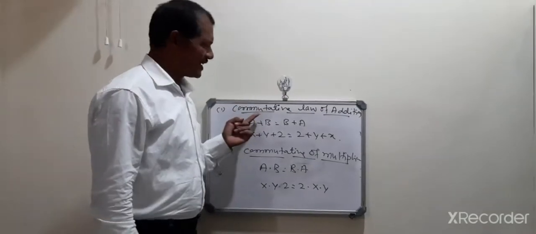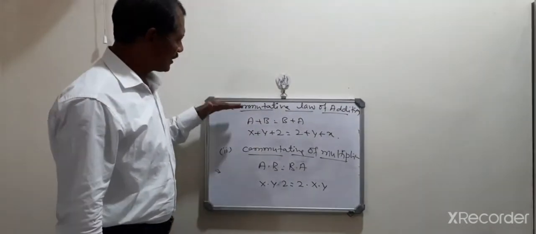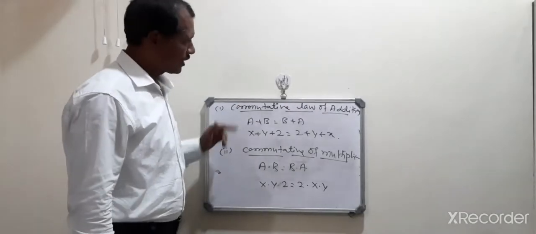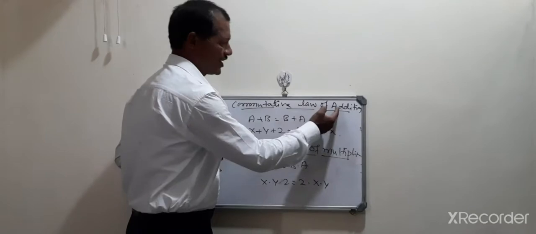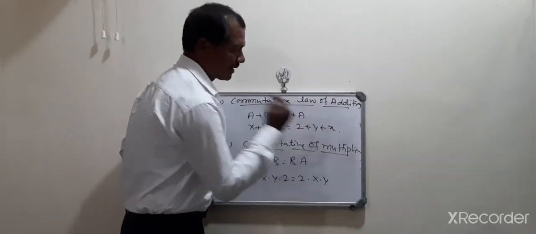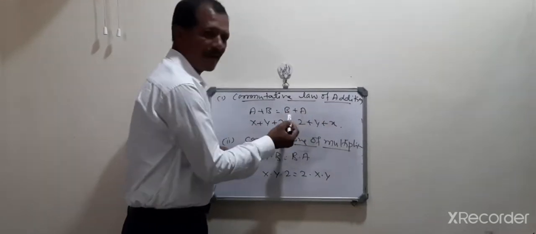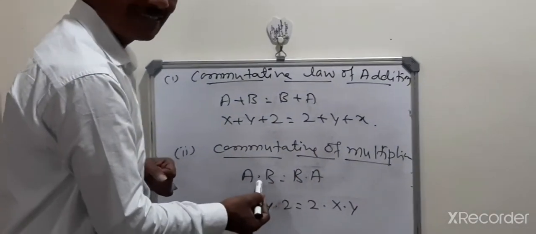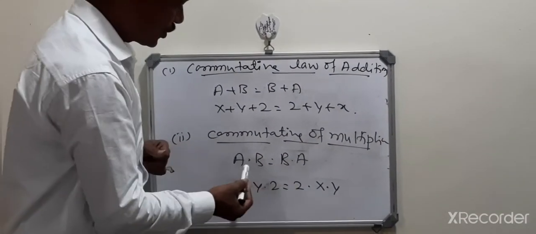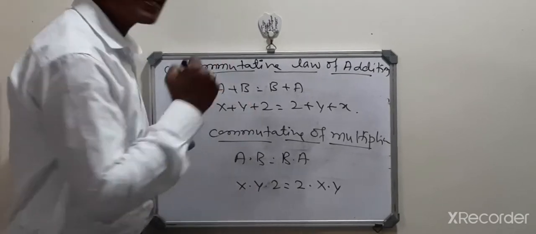The first law is commutative law. In the commutative law, again there are two laws, one for addition and one for multiplication. First one is commutative law of addition, second one is commutative law of multiplication. Addition in the sense plus, for that they are going to use OR operator. Multiplication in the sense dot, that is for AND operator. So here this dot is AND operator, plus is OR operator.